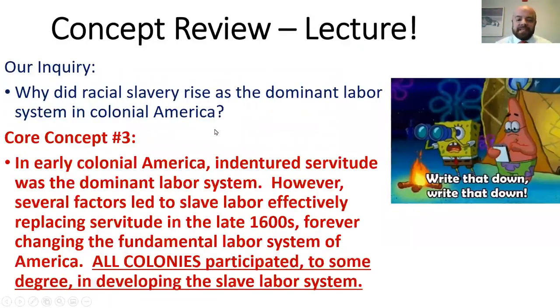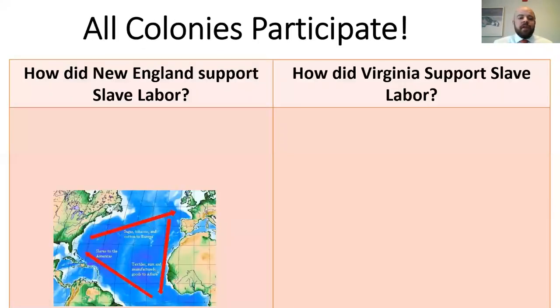All colonies participated in this system of slave labor. Now, I know what you're thinking. Wasn't slave labor just big in the South? Well, it's a little more complex than that. And so we see all these colonies either facilitating or profiting from the slave labor system. Let's take a closer look. Still on page 2 of your Google Doc, you'll see a second chart labeled All Colonies Participate in Development of Slave Labor. Make sure you're taking notes in that chart as we go.